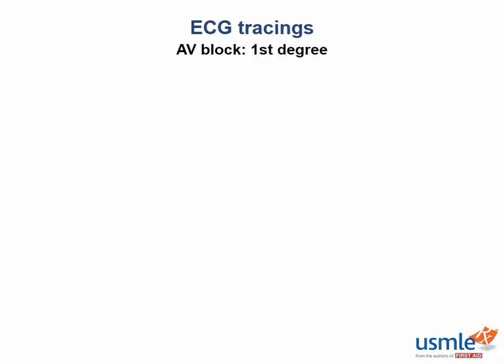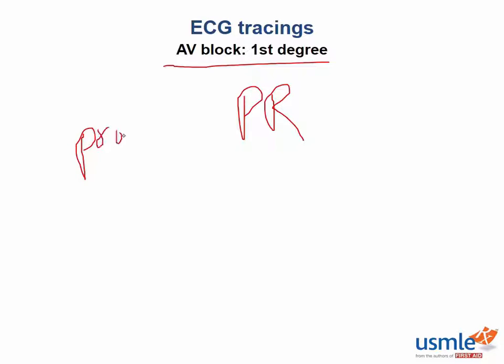So now we're going to discuss the different forms of AV blocks, or atrioventricular blocks. These are conduction abnormalities focused on the AV node in which there is some form of block in the AV node leading to a prolonged PR interval. So the key EKG finding in an AV block is prolonged PR interval.